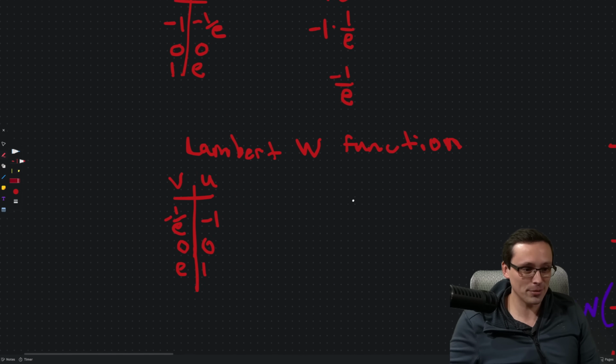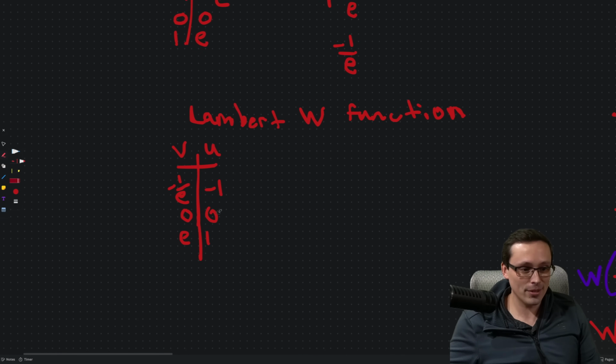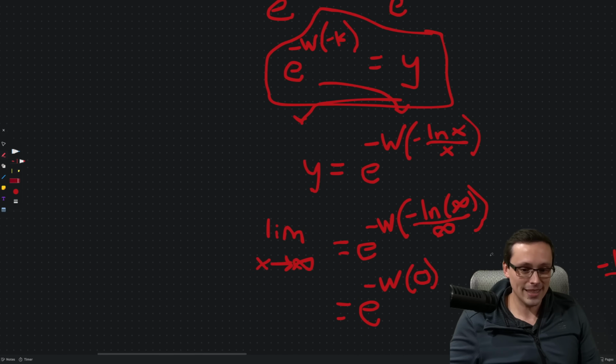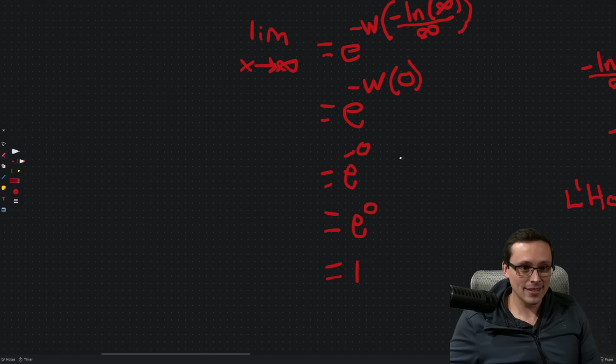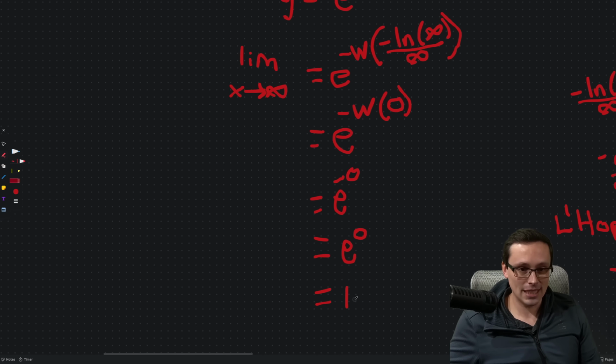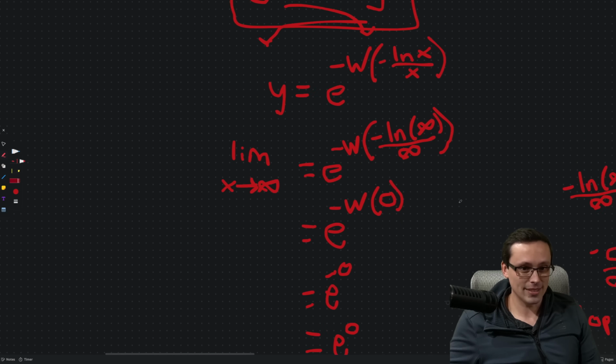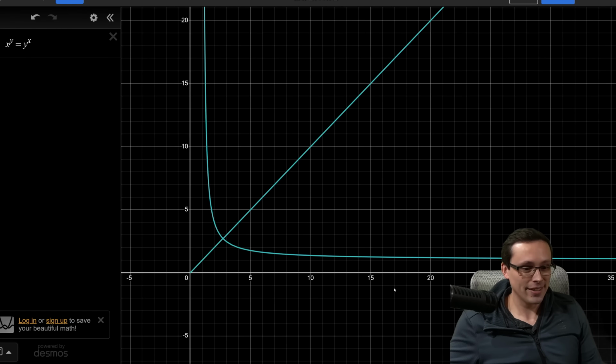Somewhere over here we had it, and when I input 0, it outputs a 0. So that's really nice, because that means that this is just e to negative 0. Negative 0 is just 0, and any number to the power of 0 is just 1. So that means that as x gets infinitely large, this gets infinitely close to 1, which does explain why there is indeed an asymptote at 1.